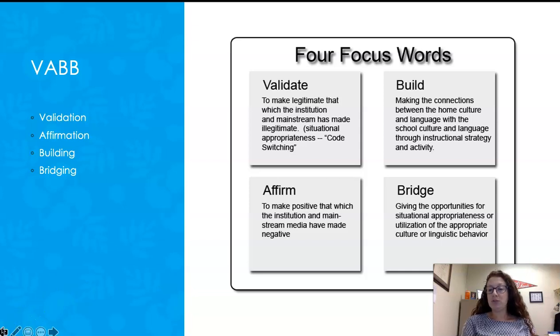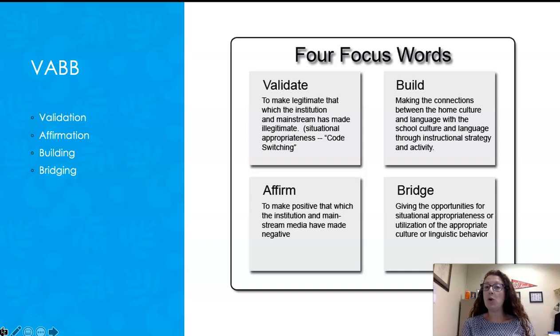So the 4 focus words of VABB are validation, which is to make legitimate that which the institution and mainstream has made illegitimate, and we're going to get into detail about that. Affirmation, to make positive that which the institution and mainstream media have made negative. So this is where we're going to affirm that our students' culture is actually a good thing, even if they do need to consider code switching in the real world.